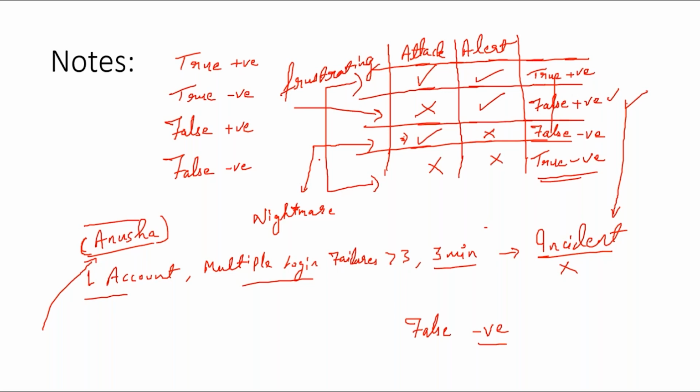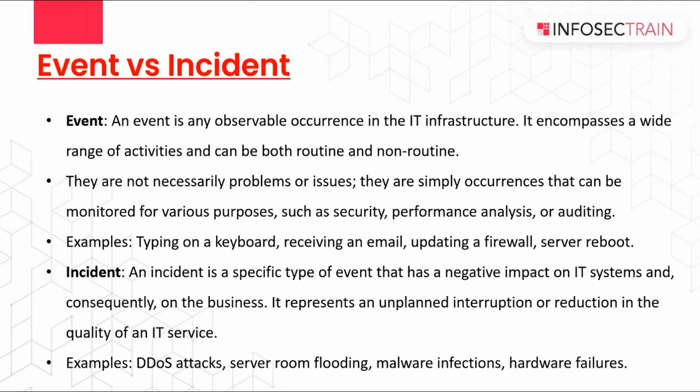So as the exam mentioned, Nishant, any zero day attack will be a false negative. Because our security system does not know about that attack beforehand. That is something new. A new vulnerability has been identified. The system will be telling us that no attack is there. But in reality, an attack was going on in the backside. So that is what we were talking about in terms of the difference between the event and incident, and scenarios like false positive, false negative, true positive, true negative, and related to that.